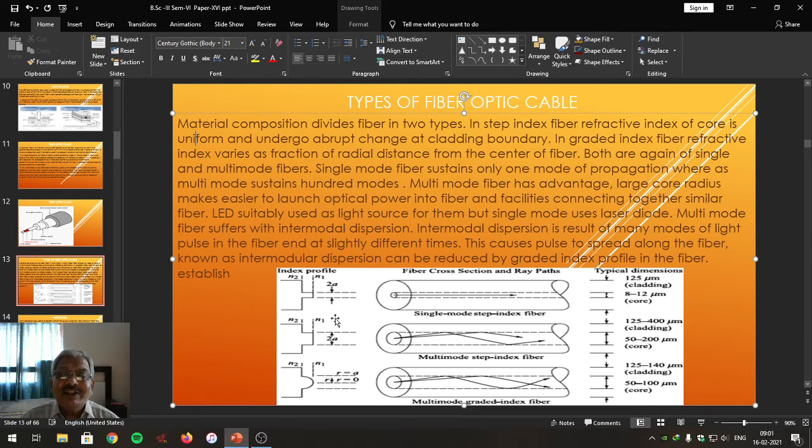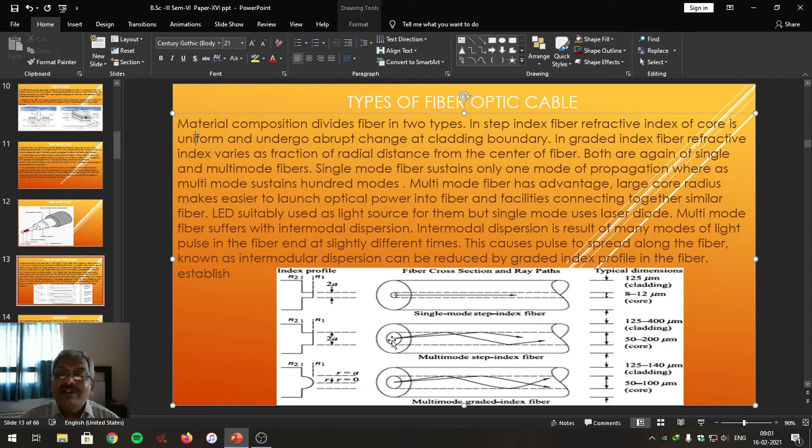Below that, it represents again the core has a refractive index of N1 and the cladding has a refractive index N2. But here the diameter of the core is much more than that of the monomode step index fiber. As the core diameter is increased, LED can be suitably used as a light source. For the monomode fiber, laser diode is used as a light source. Here, the diameter of cladding is 125 to 400 micrometer, whereas the diameter of core is 50 to 200 micrometer.